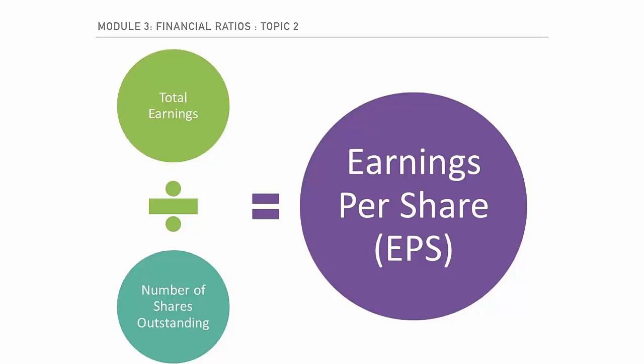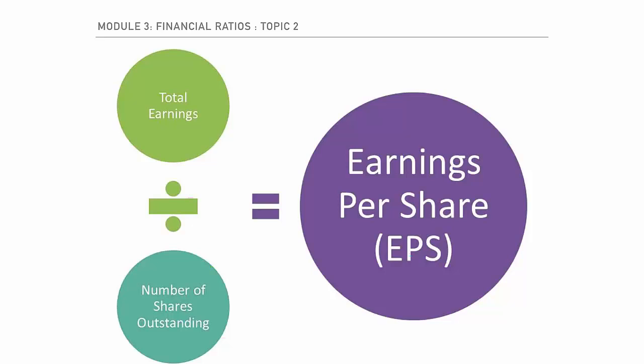The first key significant financial ratio is the earnings per share ratio. Earnings per share ratio can be arrived at by dividing the total earnings of a company by the number of shares outstanding of a company on the stock exchange. Remember, we learnt the meaning of number of shares outstanding of a company in the previous topic.